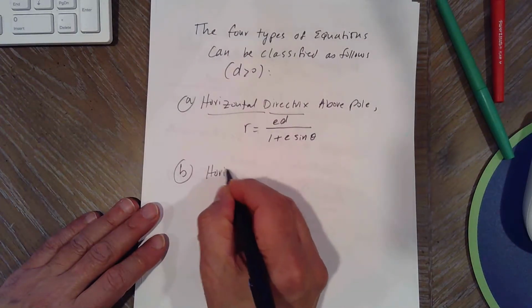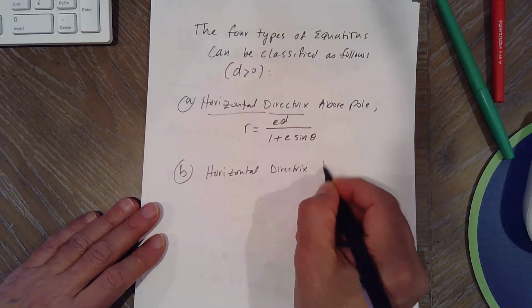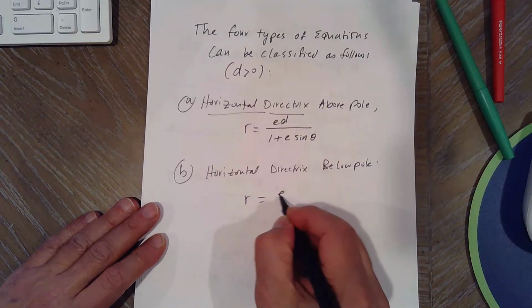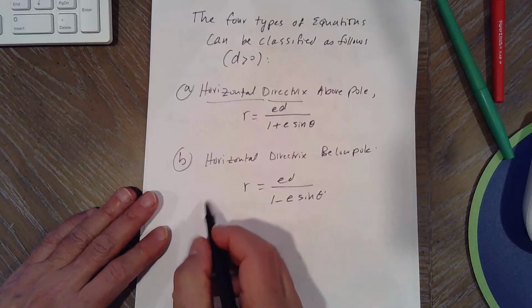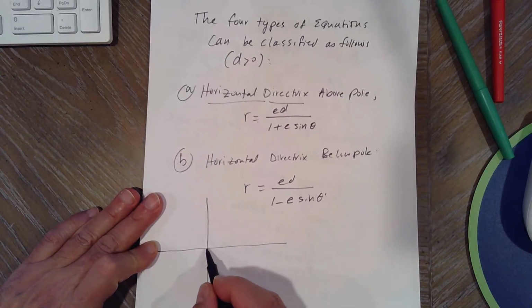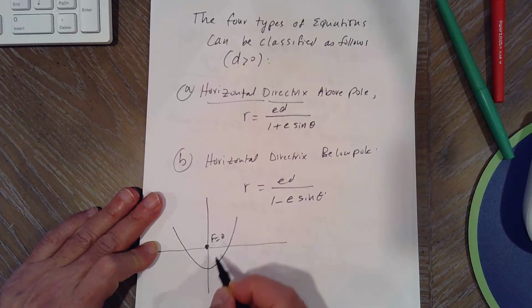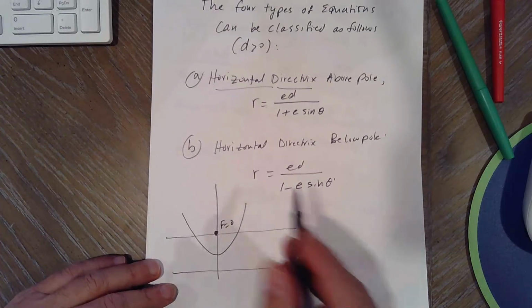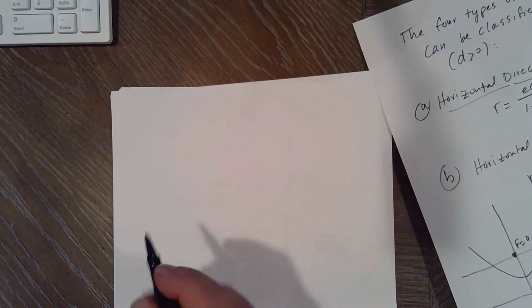If we have a horizontal directrix below the pole, then you use this equation, ed over 1 minus e sine theta. So basically, this is the focus, which is the pole, and this is the directrix. So use that formula, and it doesn't have to be a parabola. I'm showing you a parabola, but it could be anything. It's based on e.